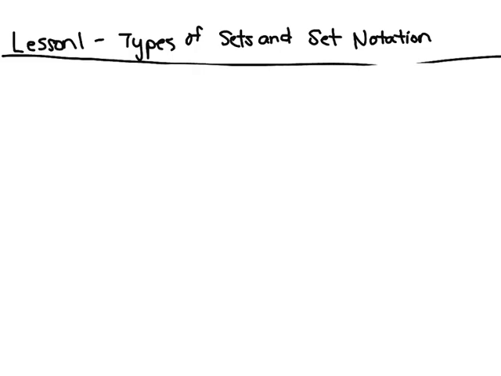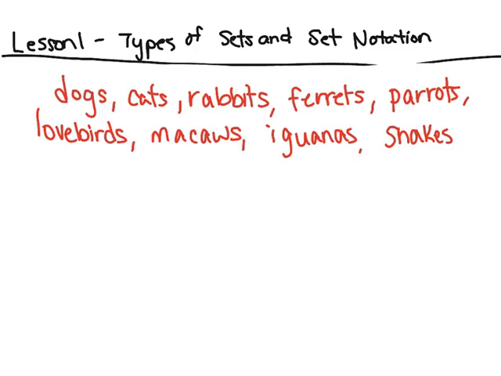You rescue homeless animals and you advertise on a website. You currently have dogs, cats, rabbits, ferrets, parrots, lovebirds, macaws, iguanas, and snakes. And to make this easier, we are going to just refer to them as D, C, but let's do lowercase. D, C, R, F, P, L, M, I, S. So we want to design a way to organize the animals on a web page, and we're going to use set notation and a Venn diagram. So the ways that we're going to set it is that A is going to be all the animals.